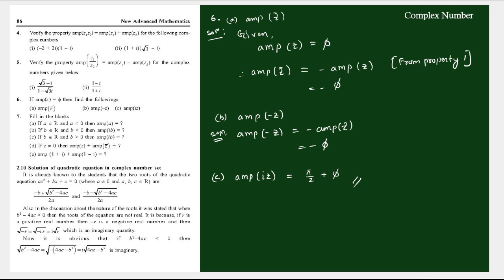Okay, 7. You try. It is a fill in the blanks question. You think and then you find out. You can do number B and C, it carries this one. So you think, and if you can't, then I will help you.